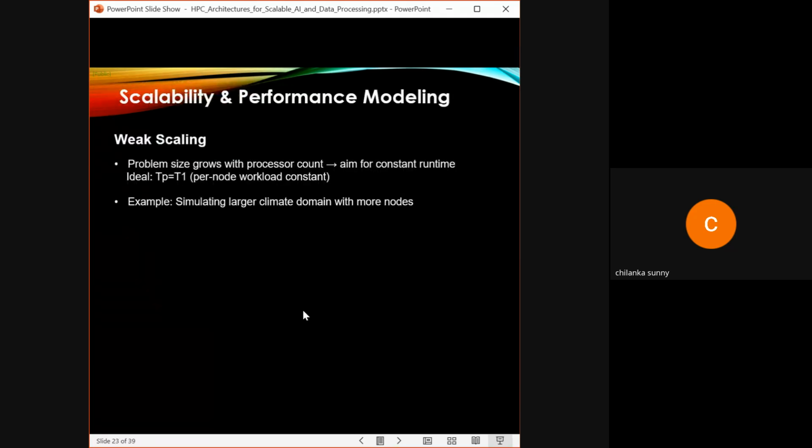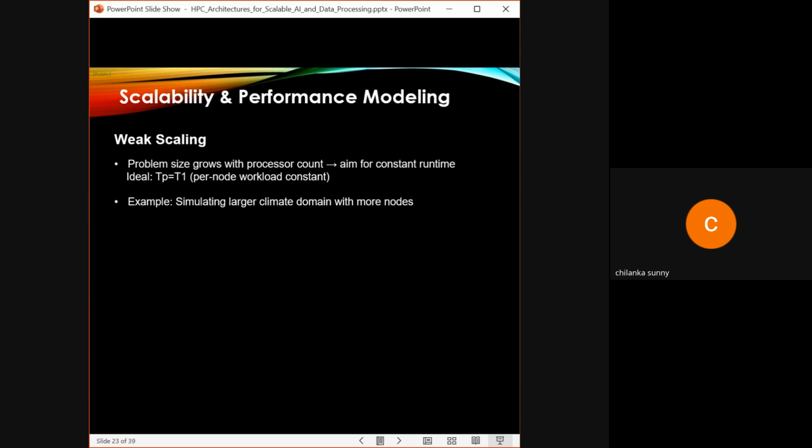But when we go to weak scaling, it means as we add more processors, we also grow the problem size, aiming to keep the runtime roughly constant. By that, we'll be able to get the overall speedup increasing in proportion to the number of devices we added. For example, in climate simulation, adding nodes lets us simulate a larger domain without increasing runtime. So the per node workload will remain constant. That is, TP will be equal to T1 for a particular node.